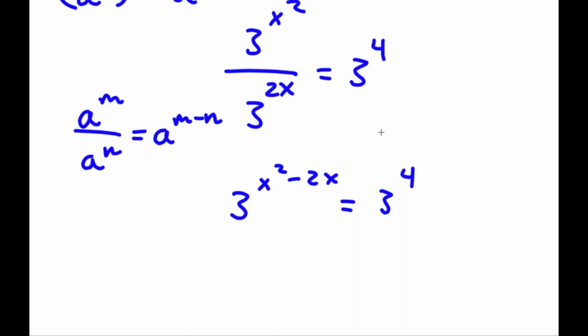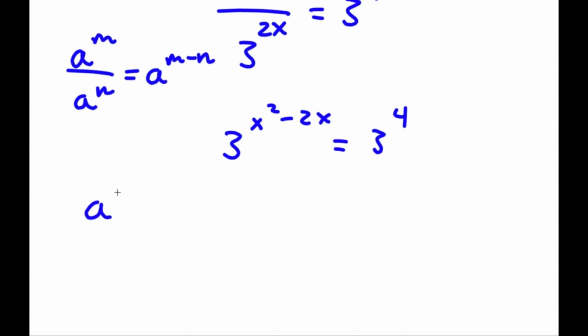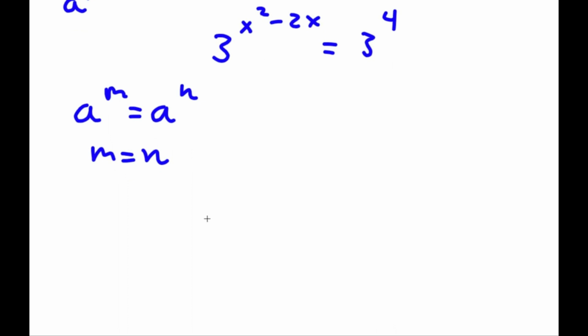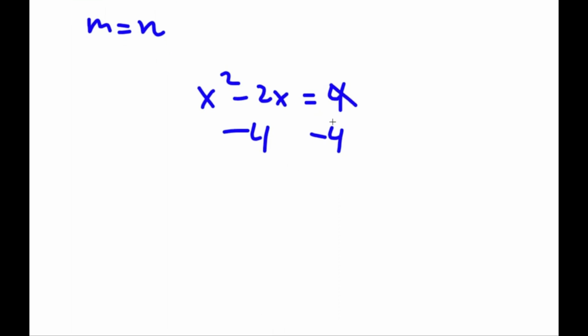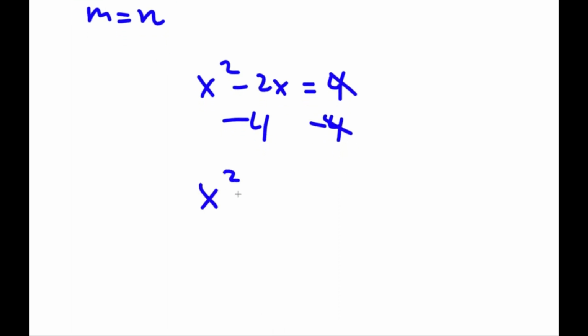So now, if I have something in the form a to the power of m is equal to a to the power of n, then this means that m is equal to n. So in this case, x squared minus 2x is equal to 4. So now we have an algebraic equation to solve. The first thing I'm going to do is subtract 4 on both sides. So then these two cancel out, and now I have x squared minus 2x minus 4 is equal to 0.